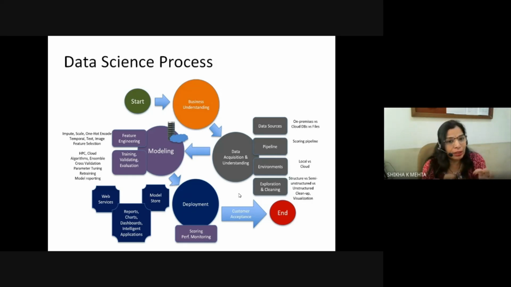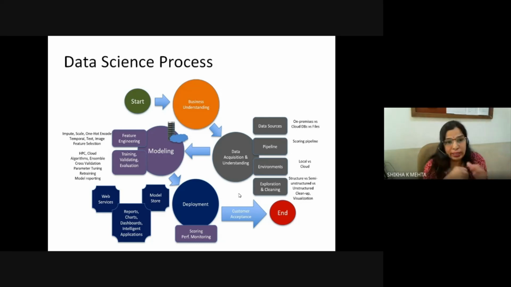The feature engineering and the training, validation and evaluation are the important steps for creating the models. For creating the models, we use various machine learning or deep learning algorithms. In feature engineering itself, we have a complete study: we have large amounts of missing data these days, so how to impute and handle this missing data. Then we do the encoding, and we have temporal data, text, image, and feature selection. Depending upon the kind of data, we have to use different feature engineering tasks, right?